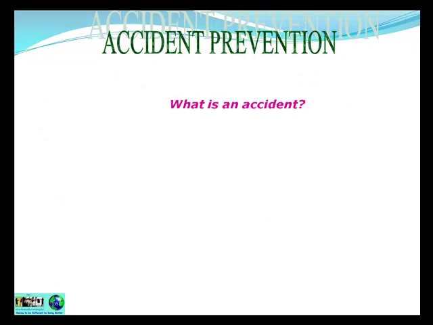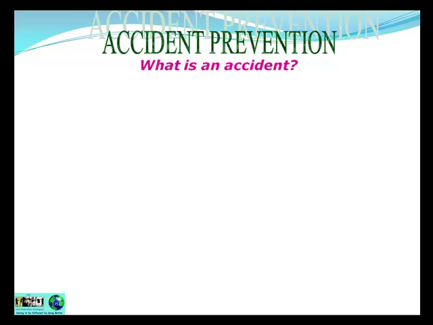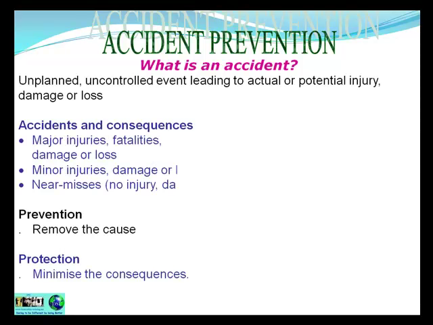Accident prevention. First of all, what is an accident? What do you think the definition of an accident is? Again, pause the presentation for about a minute or two and write down what you think a definition of an accident is. Well, it's an unplanned, uncontrolled event leading to actual or potential injury, damage or loss. So we've got no control, we can't plan it. If we could control it, there wouldn't be an accident.